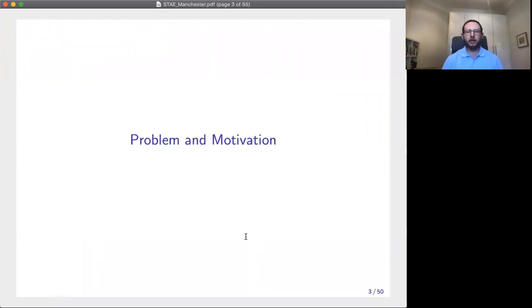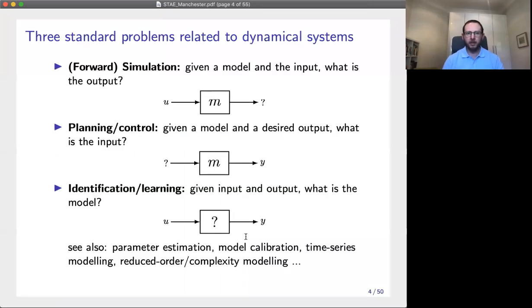What are we doing and why are we doing it? So basically, if you're not at all familiar with system identification or learning of dynamical systems, we can think of it in terms of some other standard problems related to dynamical systems. So the most basic one would be simulation, which is when you know a model and you know an input to that model and you want to figure out what the output from that model is.